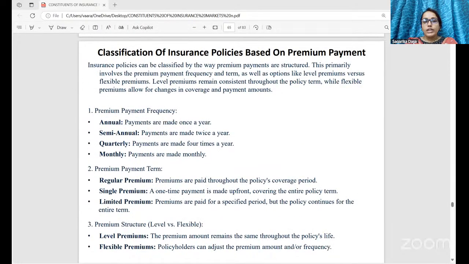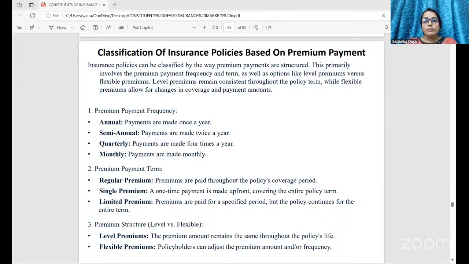Now, another set of classifications of insurance policies is based on premium payment. Based on the payment of the premium also, insurance policies will be classified. The insurance policies can be classified by the way premium payments are structured. This primarily involves the premium payment frequency and term. How frequently we are paying the premium, and on what term basis we are paying it. Based on that, the insurance policies will be classified.